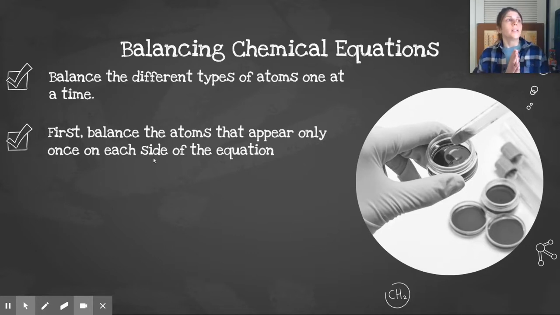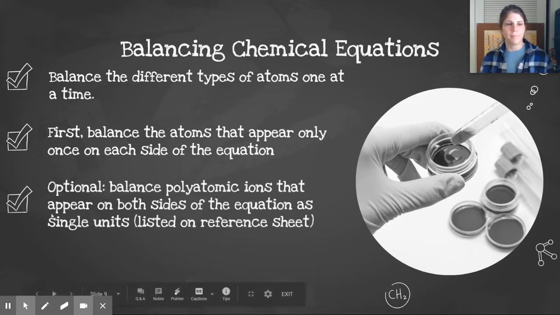So sometimes you'll react and hydrogen will be in both terms, or lithium might be in both terms. So you have two reactants and there's hydrogen in both of them. Balance the atoms that appear on one side, or that appear once on each side of the equation. And I'll show you some examples of this so you know what I'm talking about. So first, balance the atoms that appear only once on each side of the equation.